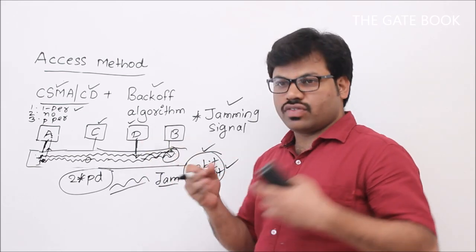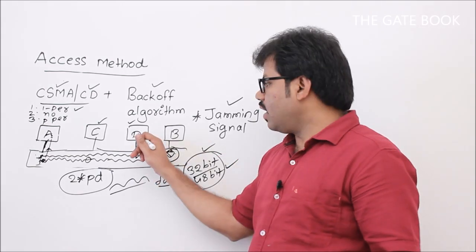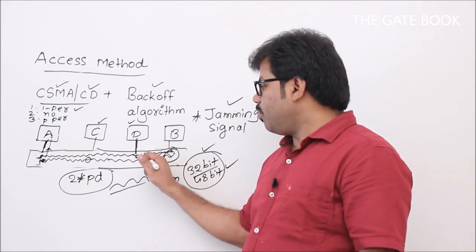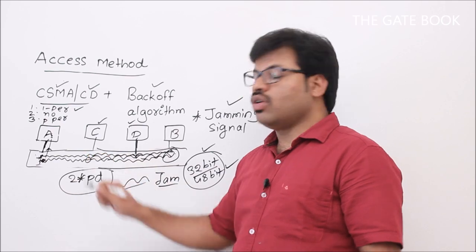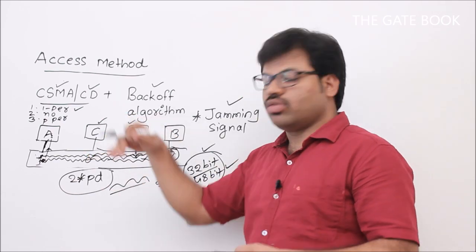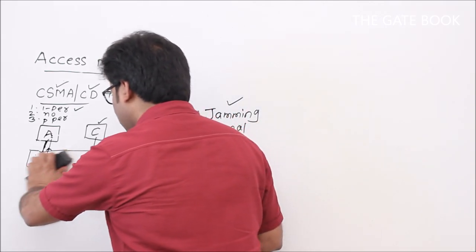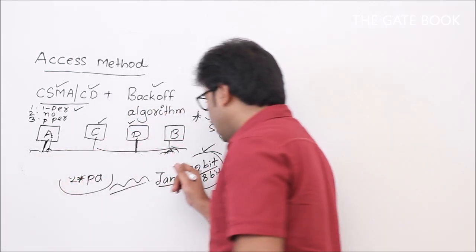If they really want to send, then immediately they will stop and wait for some time. Understand? So that's why the jamming signal alerts all the stations who want to send something into this channel. Okay, second thing, sometimes what happens, you can understand the real importance of the jamming signal.